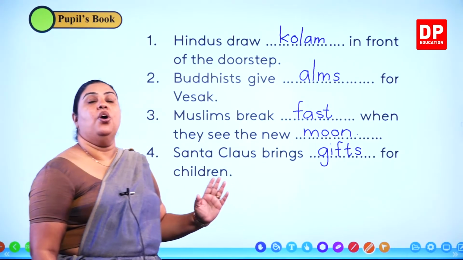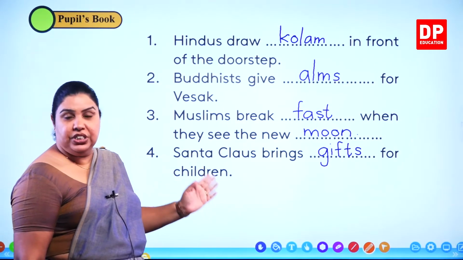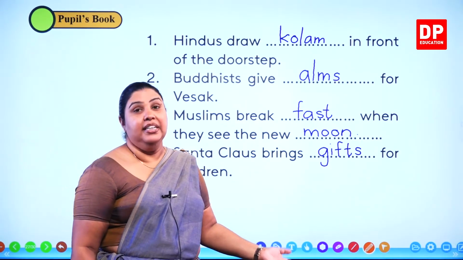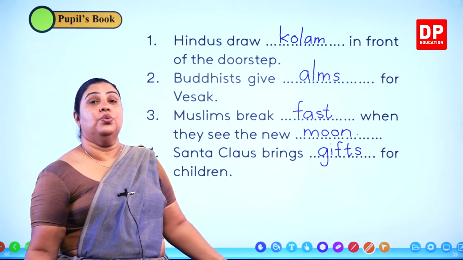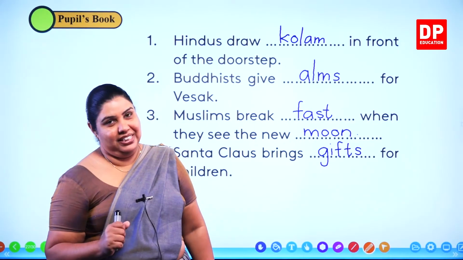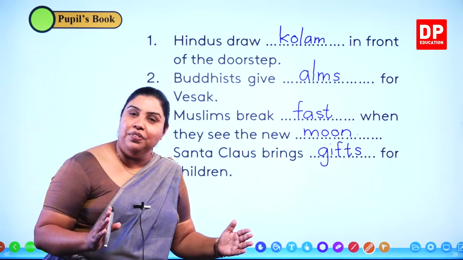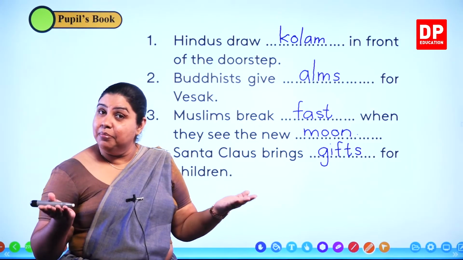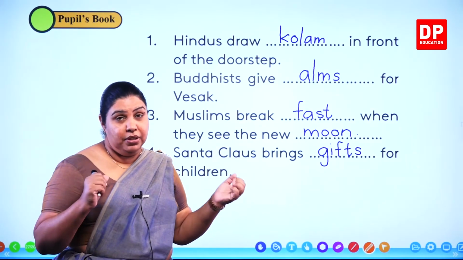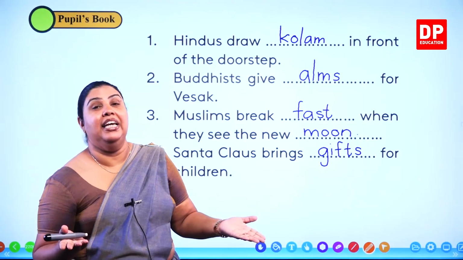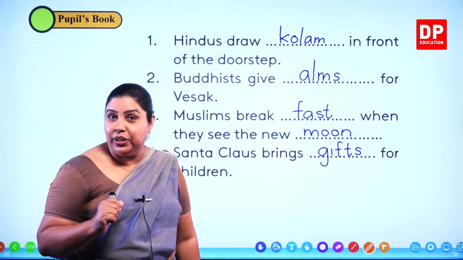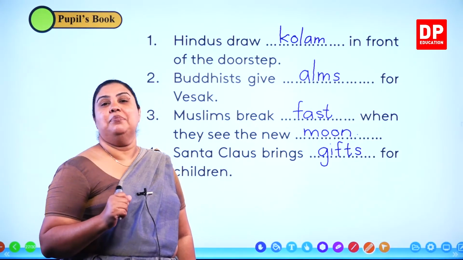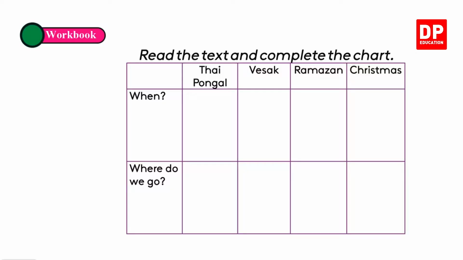So now this is your pupils book questions and the answers. Now it's time for us to move on to our workbook activities. Now please take your workbook, turn to lesson number 3. This is unit number 4, lesson number 3, and you have to do your workbook activities. We are going to start them now. Come. Now this is your workbook activity.